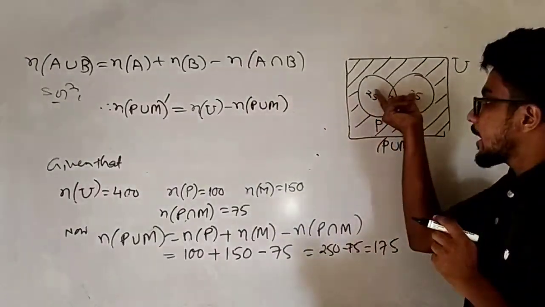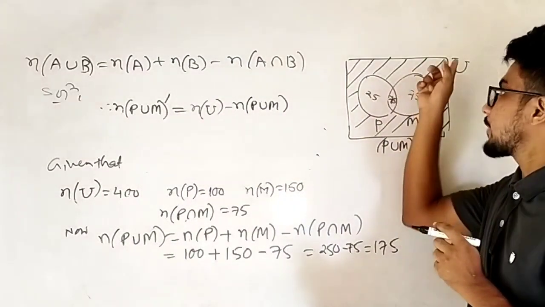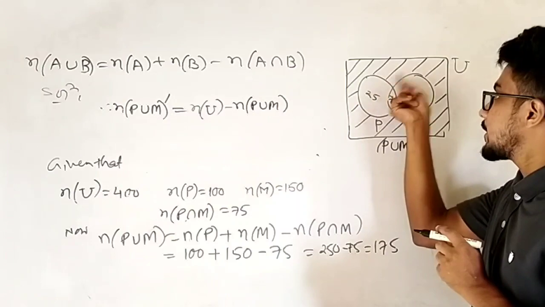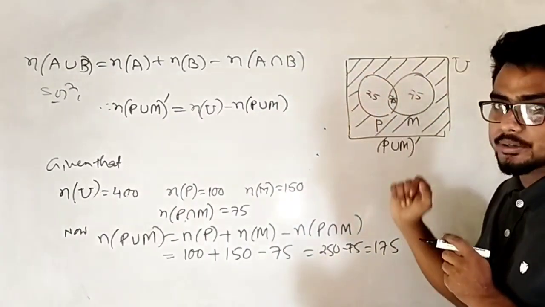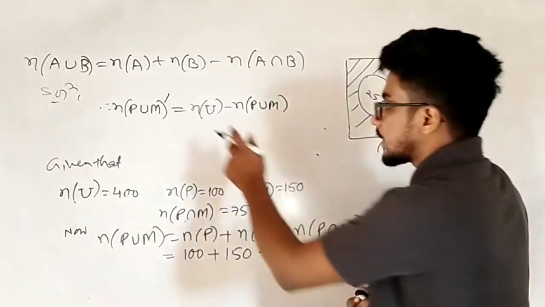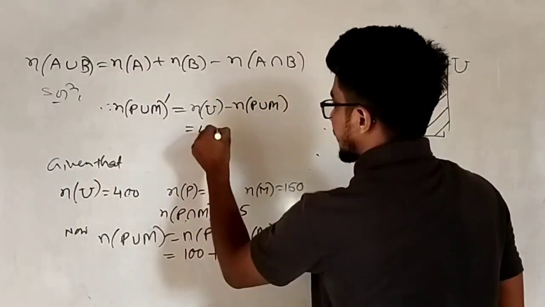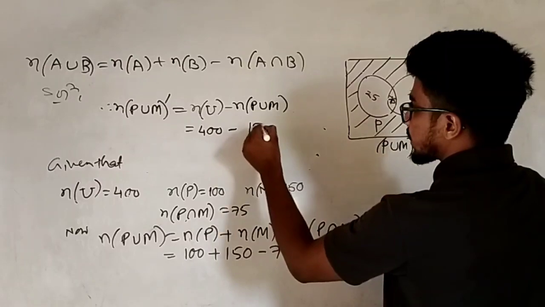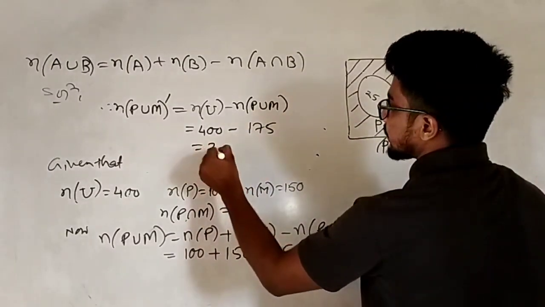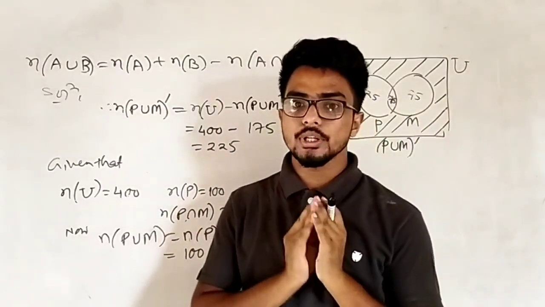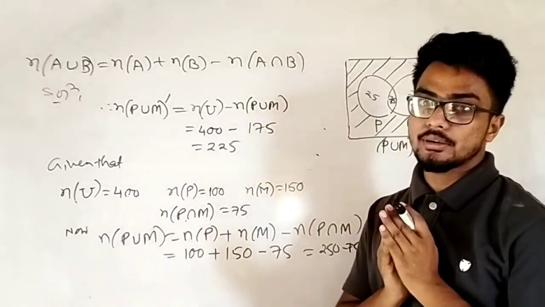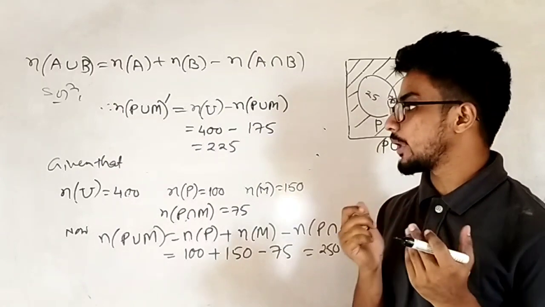Number of P union M means this part. If we subtract number of P union M from the whole set U, then we will get the outside part. Here number of U equals 400 and number of P union M equals 175. So ultimately we will get the result 225. That means 225 students neither read physics nor read maths.